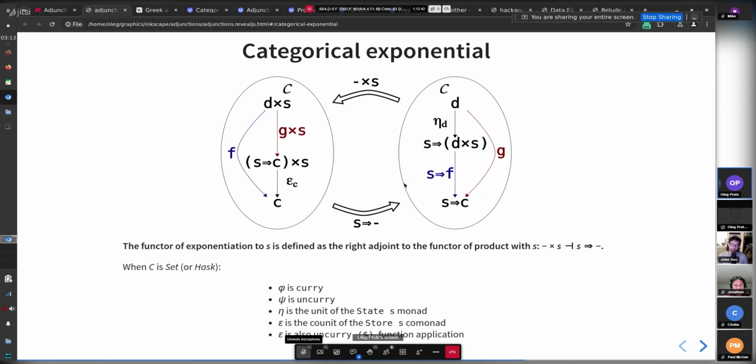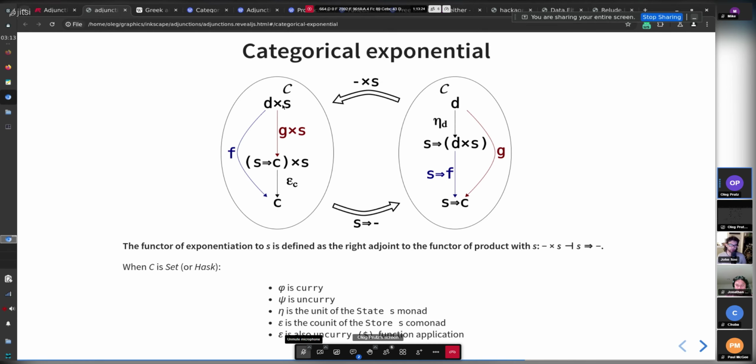So again, the functor that gives you that object, the functor of exponentiation to S, is defined to be the right adjoint to the functor of pairing with S. And I'm not including the traditional definition here, but since it's the right adjoint, the idea is roughly the same as with the product. So there are candidate objects.